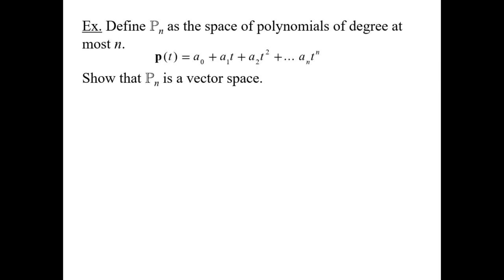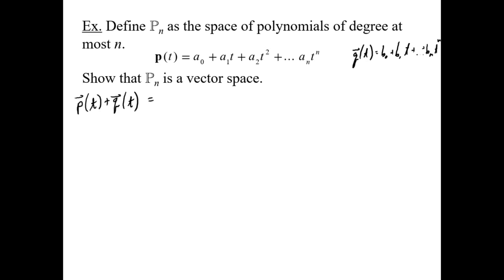Let's define Pn as the space of all polynomials of degree at most n. So Pn means all the polynomials that have degree n or smaller. And let's show that this is a vector space. Okay, well, once again, let's see what happens if I take P of t plus Q of t. And by the way, I'm going to define Q of t as b0 plus b1 t plus, you get the point, up through bn t to the n. Okay, just so I have a different letter.